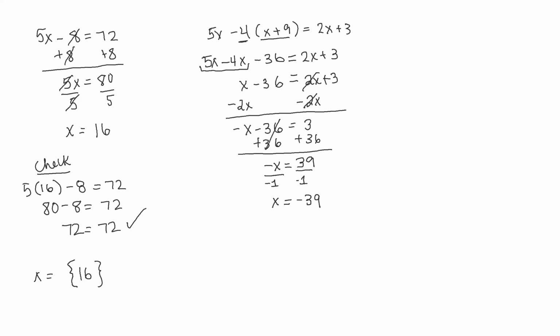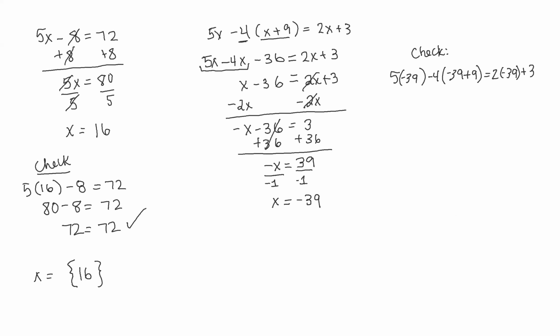Okay, so now I want to check my work. So I'm going to go back to the original equation. Anywhere I see an x, I'm going to plug in a negative 39. And I'm going to simplify using the order of operations on the left and right. And hopefully we will get that this is a true statement.